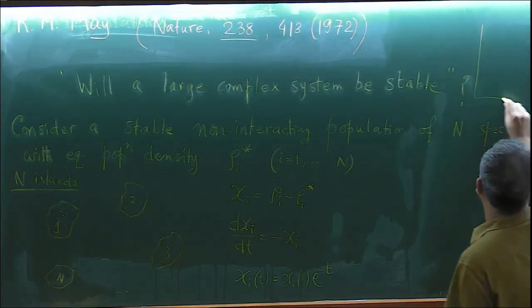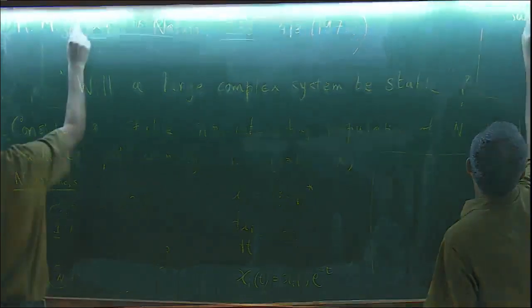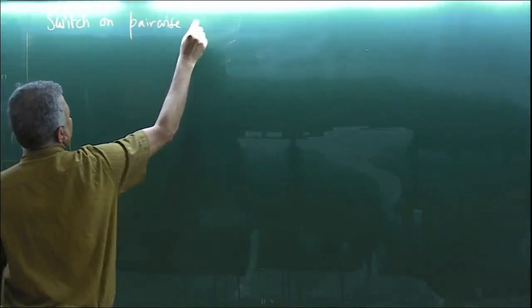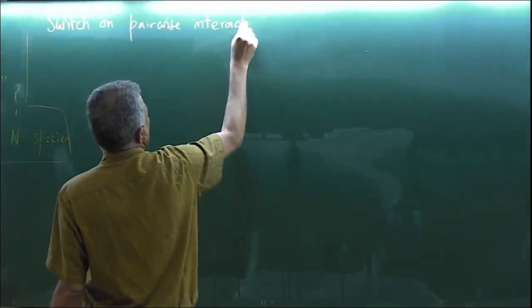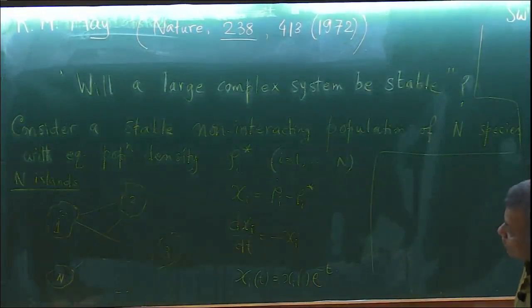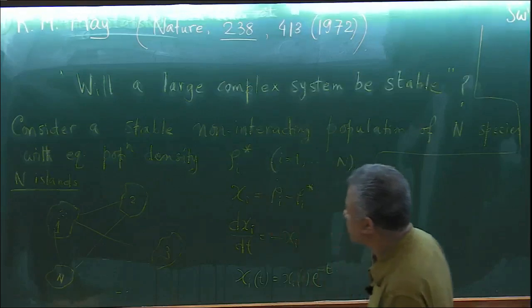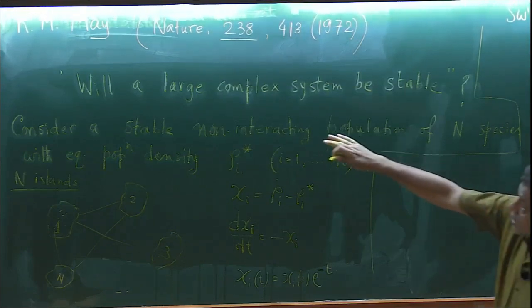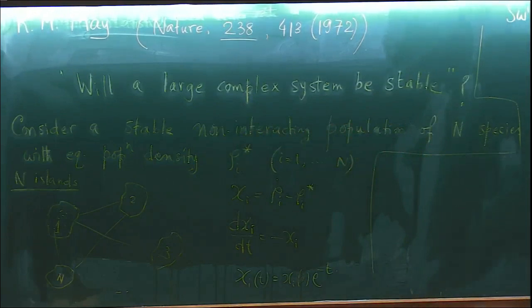Now you switch on the interaction, the pairwise interaction. That means imagine that you make links between every pair. Imagine that some ferry or boat service starts going from one island to another island. You model it this way. Now the question is, once you have switched on this interaction, is this system going to be stable? This is the question that he was asking: will a large complex system be stable? How does this interaction affect the stability of these systems?